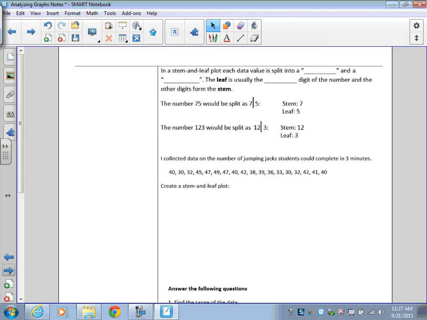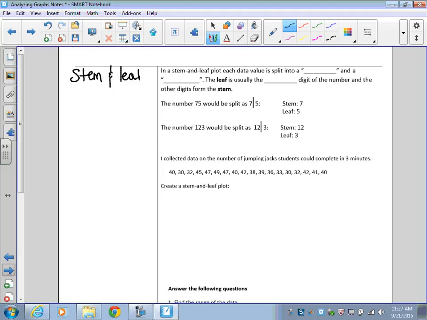Page number 2. In page number 2, we talk about our stem and leaf plot. Okay, so in a stem and leaf plot, each data value is split into a stem and a leaf. The leaf is usually the ones digit of the number, and the other digits form the stem.